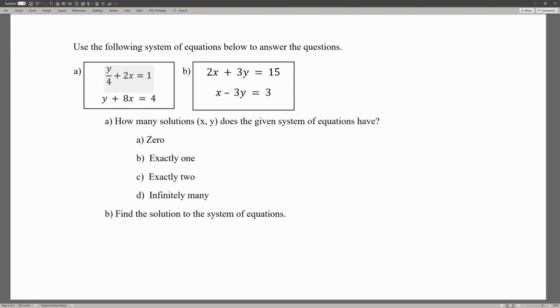The relationship that I can immediately notice is that y over 4 plus 2x is equal to 1 is exactly 1/4 of the equation on the bottom. So in this case, let's multiply the top equation by 4, and we see that it's pretty much the exact same equation. Since they're pretty much the exact same equation, we can say that they have infinitely many solutions.